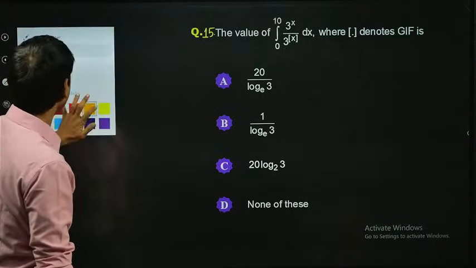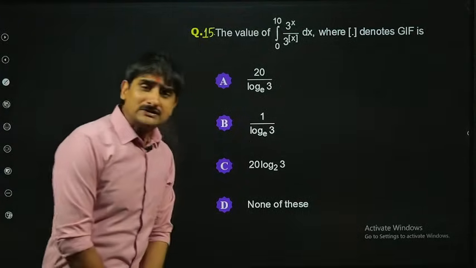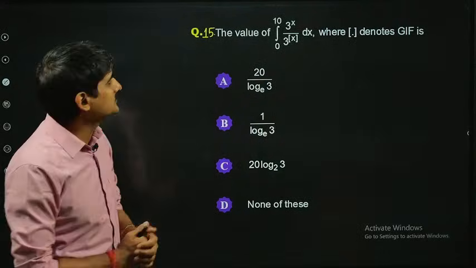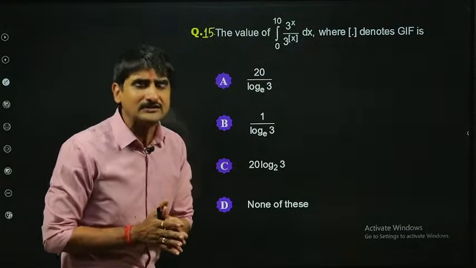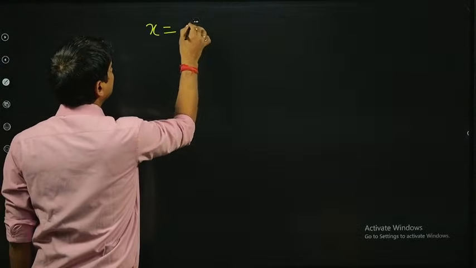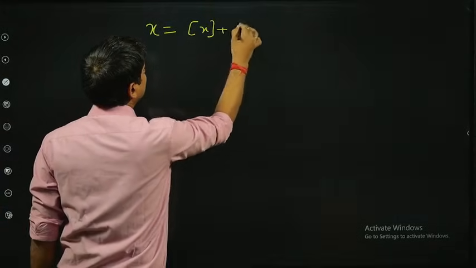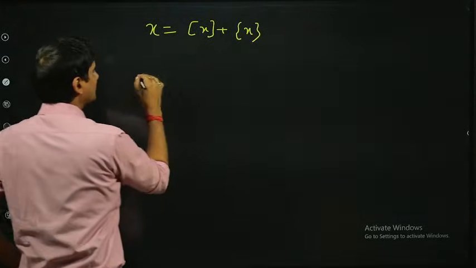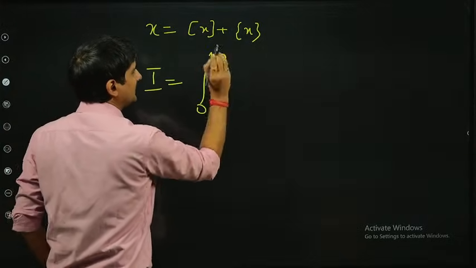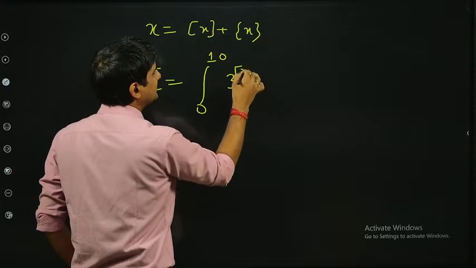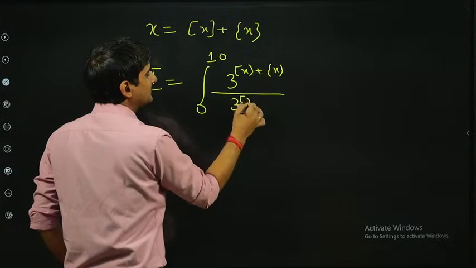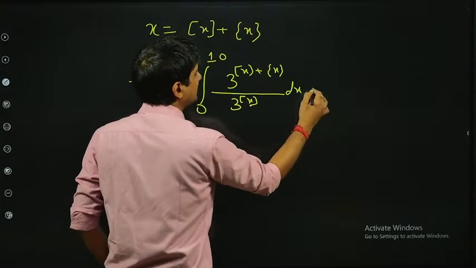Yes. So moving to the next one, bacho, the value of this integral. Again, that's a question of integration, a definite integration question. You can approach it in two ways. If we use the basic definition which says that x is nothing but the greatest integer of x plus the fractional part of x, therefore I can write my integral from 0 to 10 as 3 raised to the power greatest integer of x plus fractional part of x over 3 raised to the power greatest integer of x. So what do we get ultimately here?